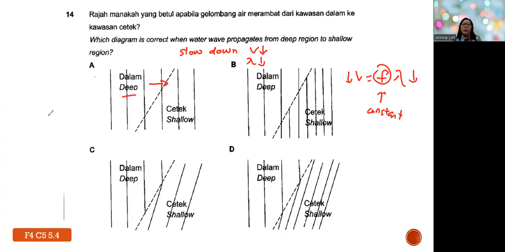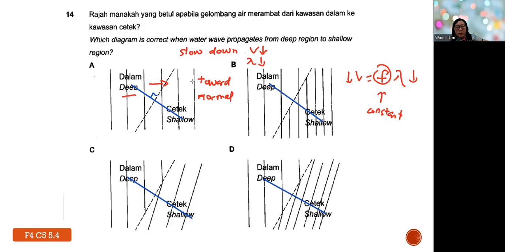So when you slow down, your wavelength also becomes shorter. One more idea: just like light, if it travels from a less dense medium to a denser one, it will slow down and refract towards the normal line. To know the shape at the end, this dotted line is the boundary between the two regions. You have to draw a normal line, which is perpendicular to the surface at 90 degrees.